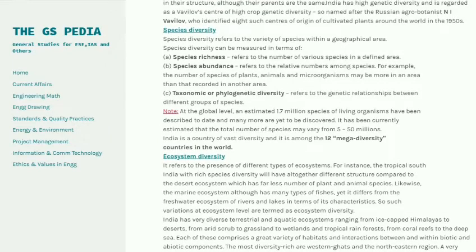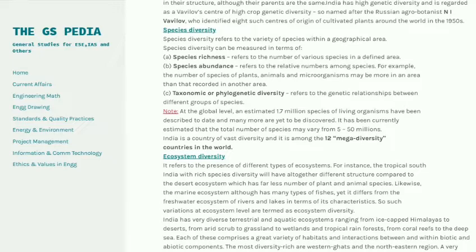Species diversity can be measured in terms of A. Species richness, which refers to the number of various species in a defined area. B. Species abundance, which refers to the relative numbers among species. For example, the number of species of plants, animals and microorganisms may be more in an area than that recorded in another area. C. Taxonomic or phylogenetic diversity, which refers to the genetic relationships between different groups of species.